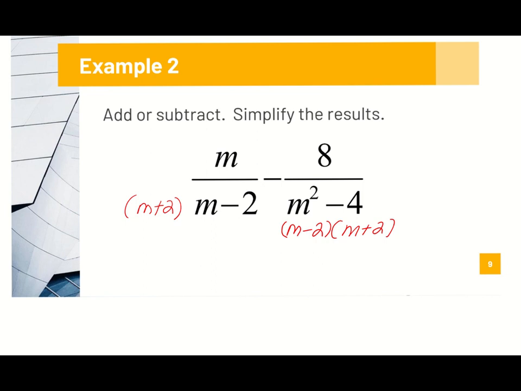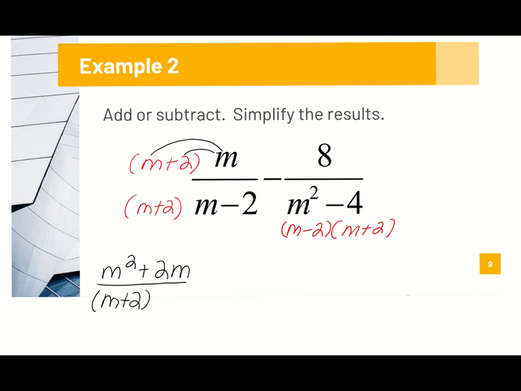But if I multiply the denominator, I always have to multiply the numerator. So I'm going to have to multiply that out. So when I go ahead and multiply, I have m times m and 2 times m. So this is going to result in m squared plus 2m over m plus 2, m minus 2. And then I'm going to subtract that by 8 over m minus 2, m plus 2.